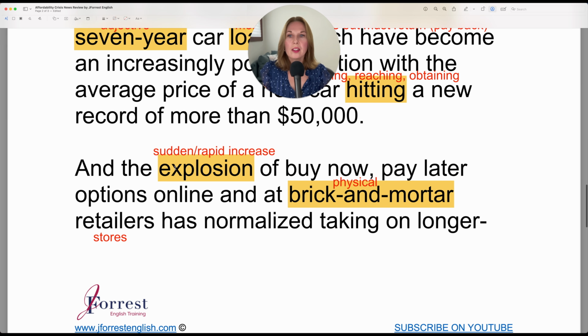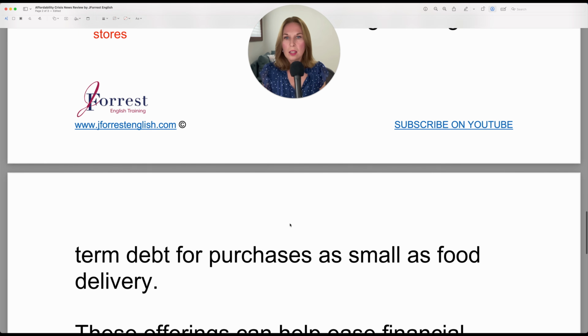So let's review this again. The explosion of buy now, pay later options online and at brick and mortar. Notice how I pronounce this as just a brick and mortar. So I completely reduce this to brick and mortar, brick and mortar retailers has normalized. So these options has normalized. But although you see options is plural, the subject is actually the explosion. The explosion. That's why it has. It has normalized taking on longer term debt.